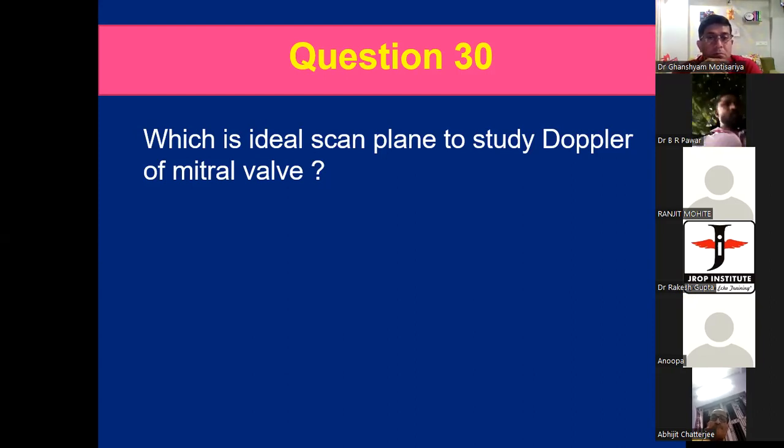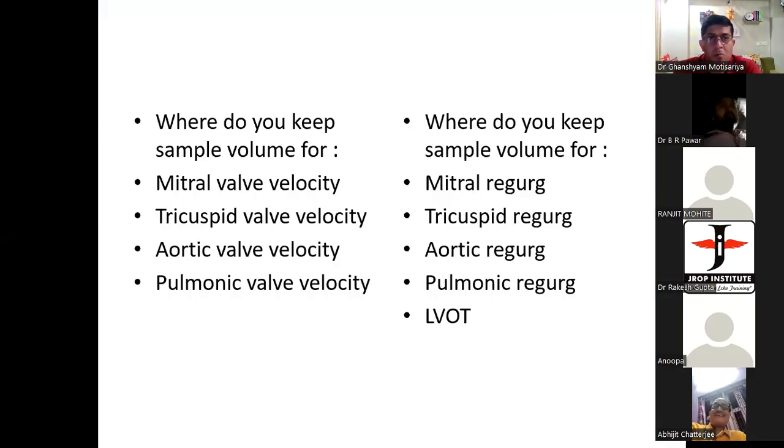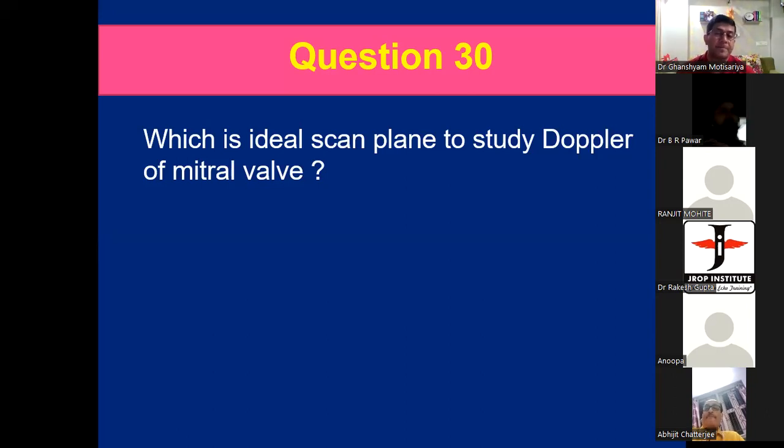Ideal scan plane to study Doppler of mitral flow. Apical 4-chamber and parasternal long axis view. No, sir. The apical 4-chamber, 3-chamber, 2-chamber. Yes, apical 4-chamber, 3-chamber, 2-chamber. Very simple. Yes, 4-chamber. That's why I said you got the best question.